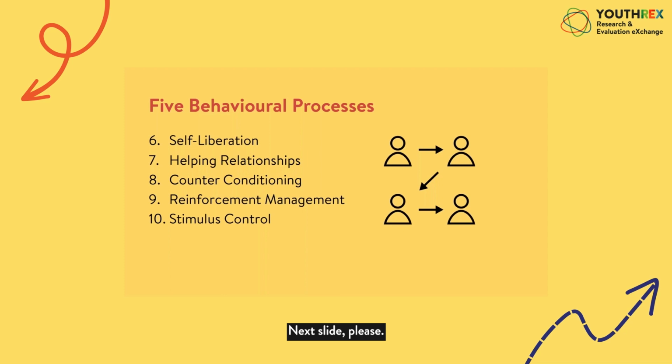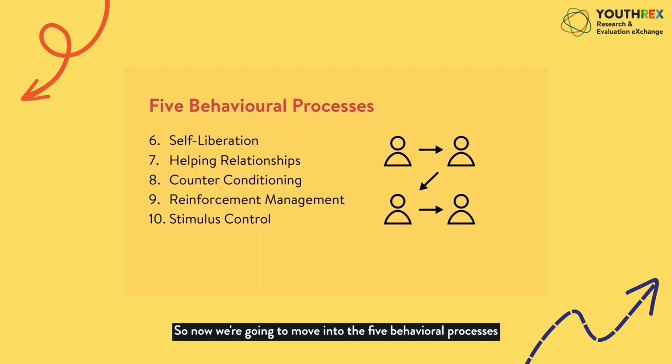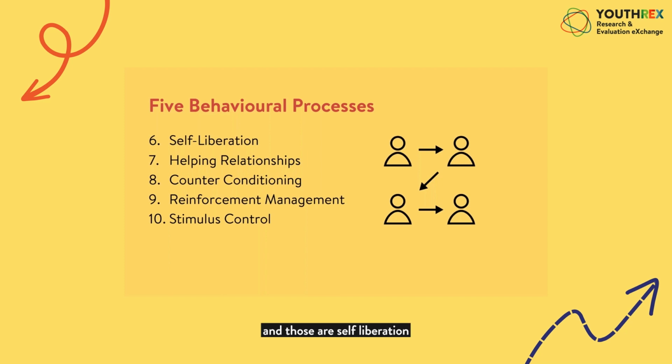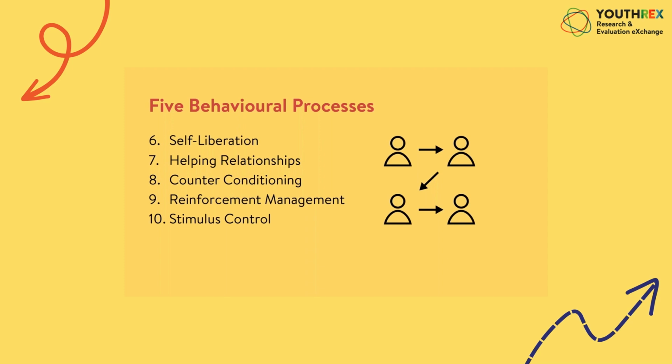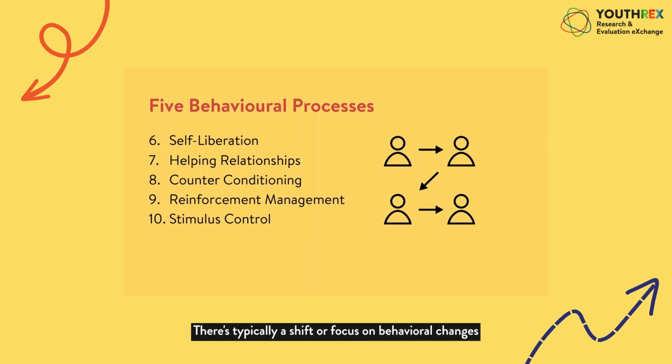Next slide, please. So now we're going to move into the 5 behavioral processes, and those are self-liberation, helping relationships, counter-conditioning, reinforcement management, and stimulus control. As mentioned earlier, the behavioral process of change refer to those change strategies that are more external and involve changes in the behavior and the environment. There's typically a shift or focus on behavioral changes as the youth move from preparation to action.